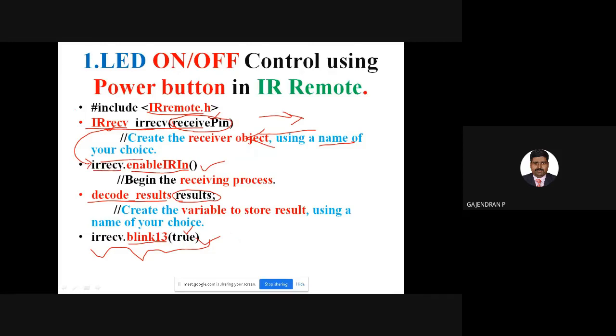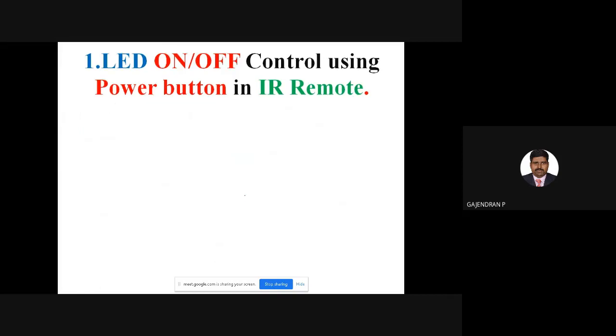So what are all the things we have seen? Header file first, then instance class and object, then how to enable is the third one, then one more variable to decode the result. The last one is how to enable the 13th LED to blink. Then after that, a few more things. As we discussed earlier, whenever I receive the command, I need to decode the command.